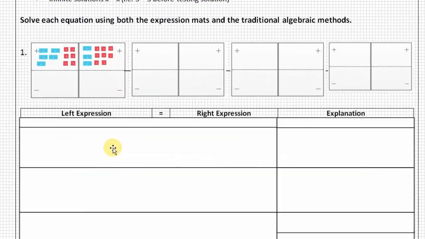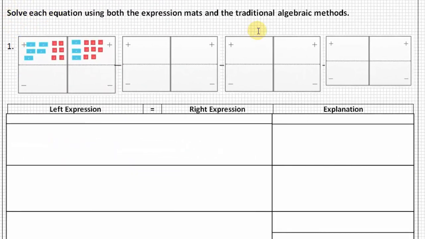So here's our first one, and I'm going to write it as well as say it. I want you to use both methods, the expression mat and the traditional algebraic method. I've written my expression mats this time out horizontally. If you like doing it vertically and setting it up as a 5-column table and doing it all together, you can. So here's our first problem.